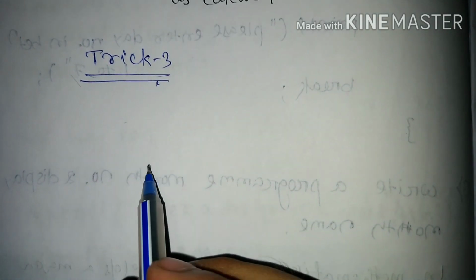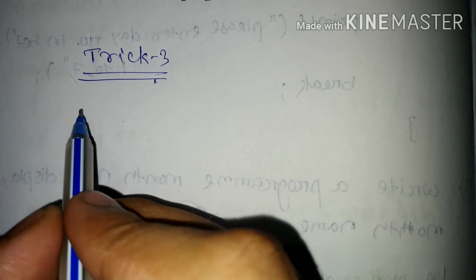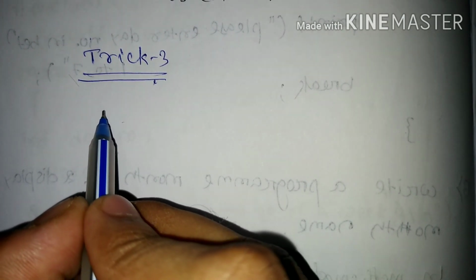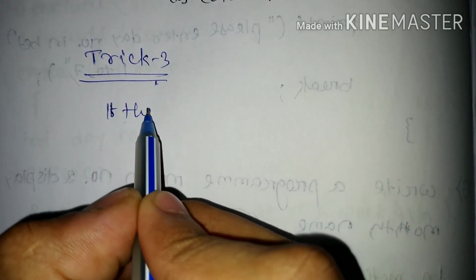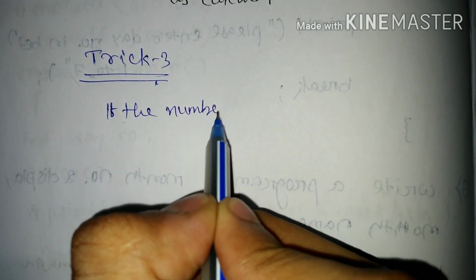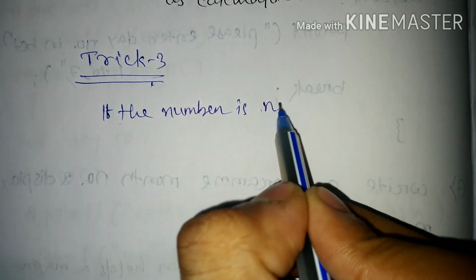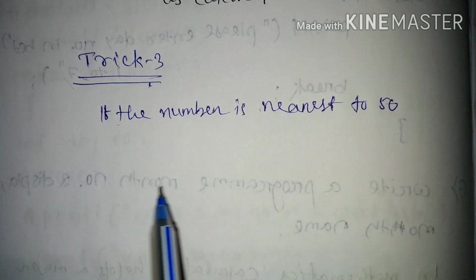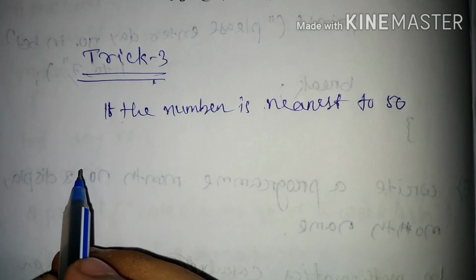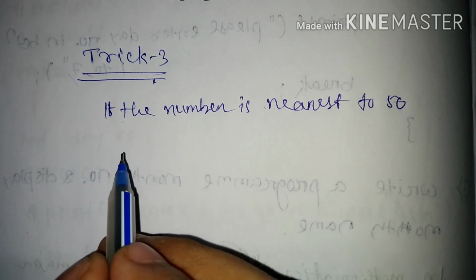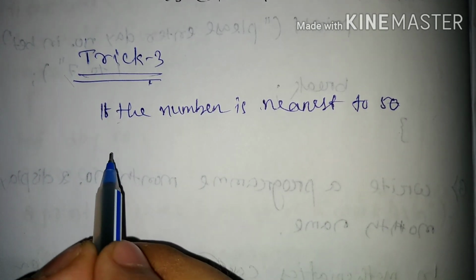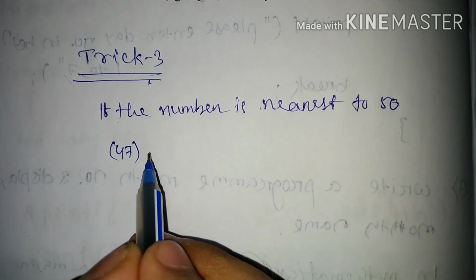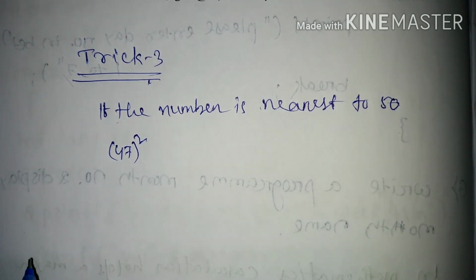And this trick is for numbers nearest to 50. If the number is nearest to 50, then how can we find the square of that number? Suppose I am taking 47, and I have to find the square of 47.